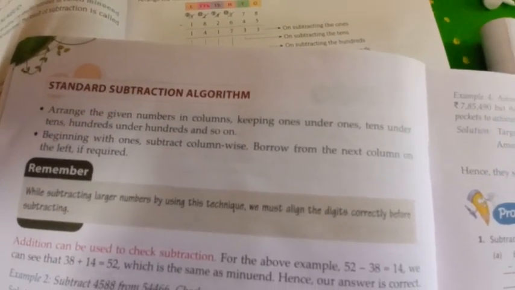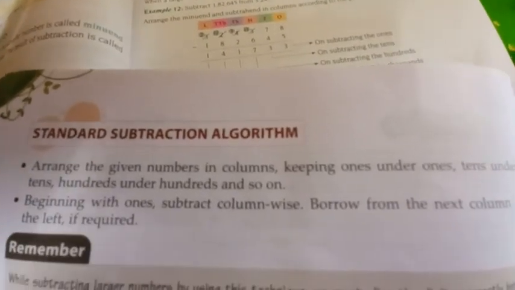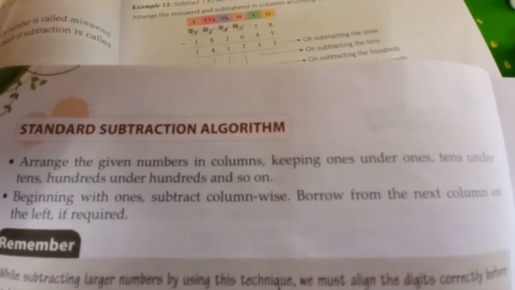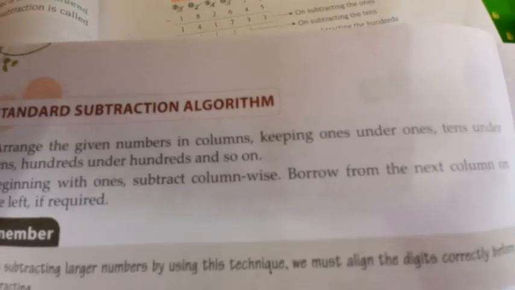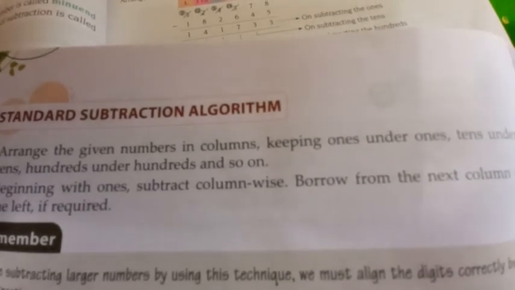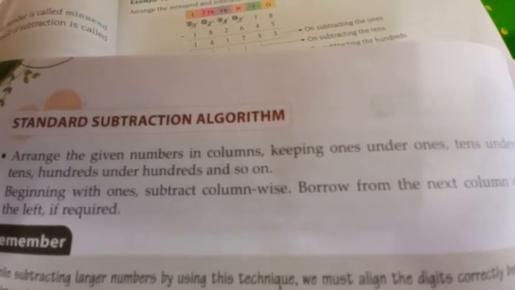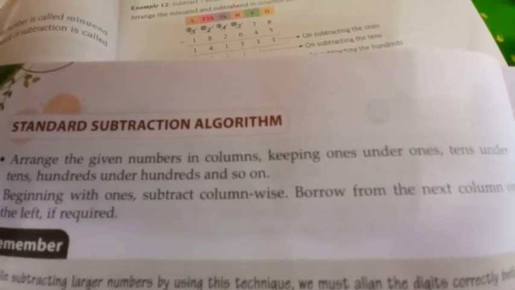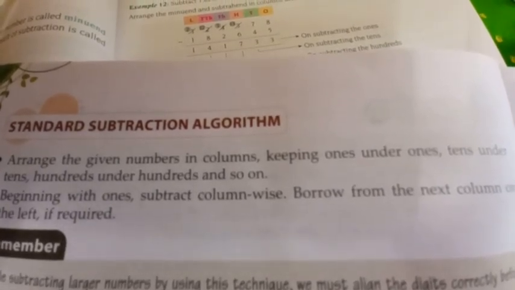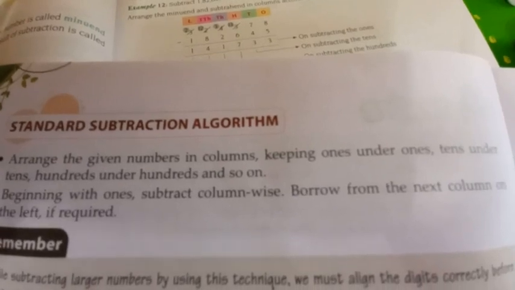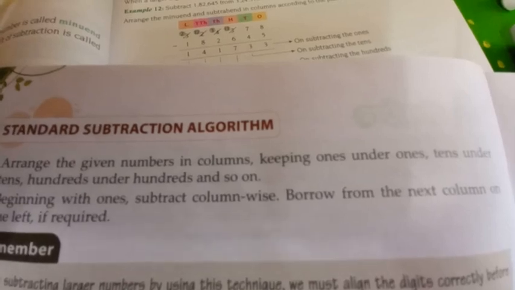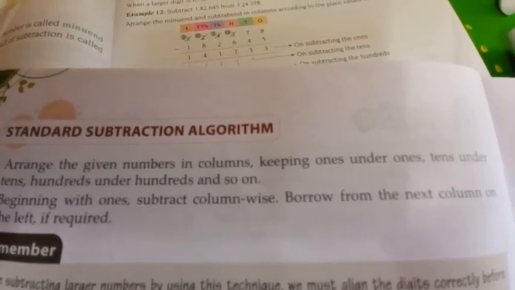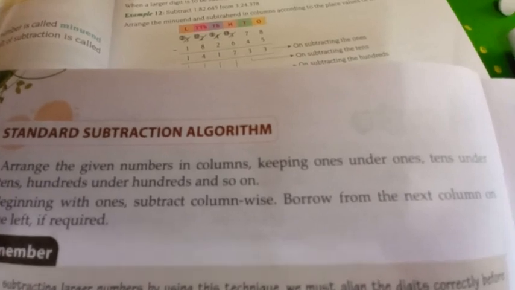So you check, students, the standard subtraction algorithm. Arrange the given numbers in columns, keeping ones under ones, tens under tens, hundreds under hundreds, and so on. So these are the steps. How can you solve the subtraction algorithm? For this, you have to write the numbers in a place value chart, and because there are two numbers, you always write this way: ones under ones, tens under tens, and hundreds under hundreds, and so on.